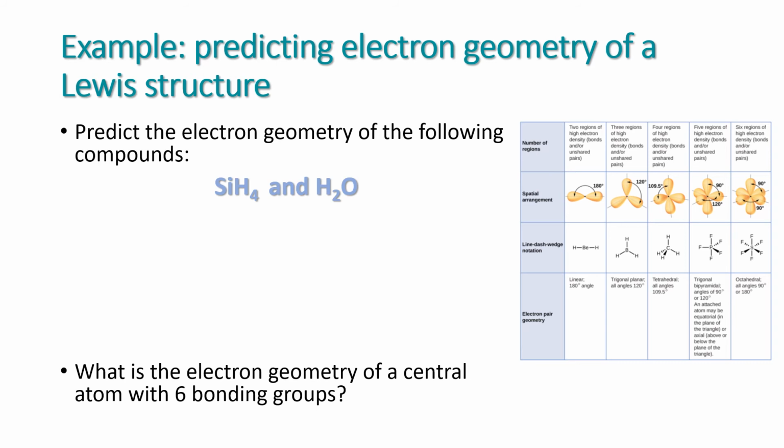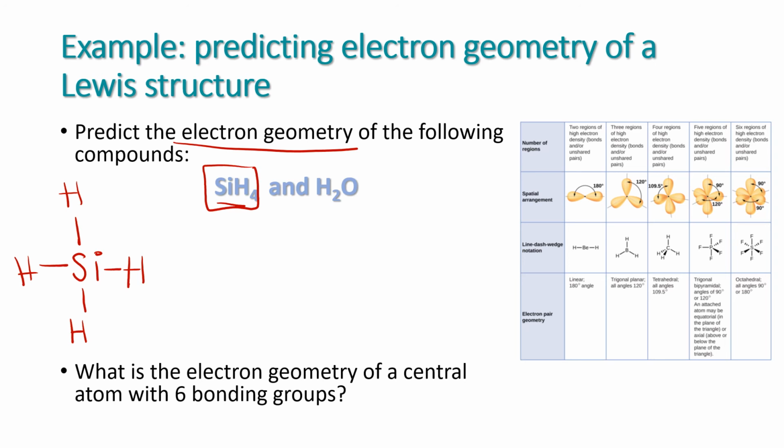So here we have SiH4 and then we have water, H2O. Previously in the Lewis structure video, we already drew out the structure, so I'm not going to spend time calculating the electrons and everything. I'm just going to draw it out. That's where I'm getting that structure from. We verified that this was the Lewis structure for that. And then we are going to determine the electron geometry around that central atom.